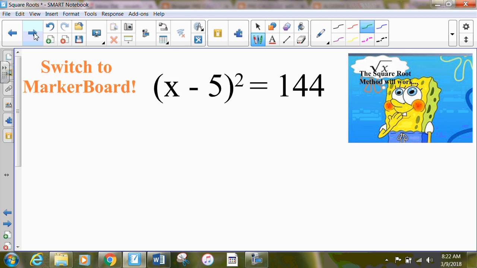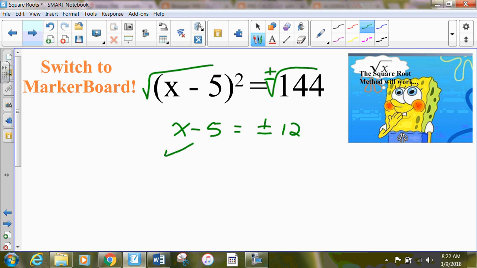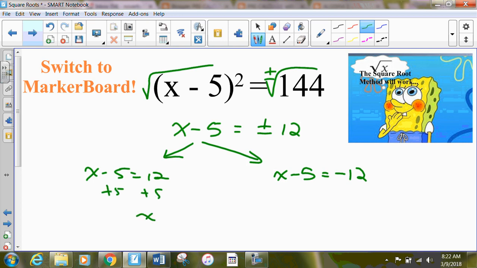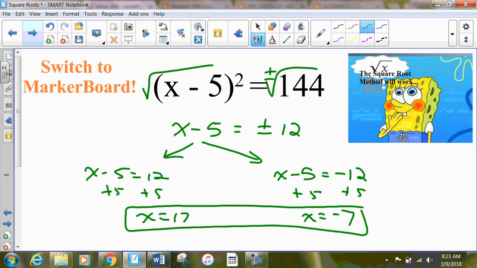Okay, welcome back. I'm going to start this by taking the square root of both sides, put my plus or minus there. The square root and the square cancel out, but that leaves me with two things on the right side. X minus 5 can either equal positive 12, or this equation is saying x minus 5 could also equal negative 12. So we're going to add 5 to both sides, and we're going to get our two answers. X is 17, or x is what? Negative 7? Sounds good. If we took the time to plug those in, we'd see that they work.